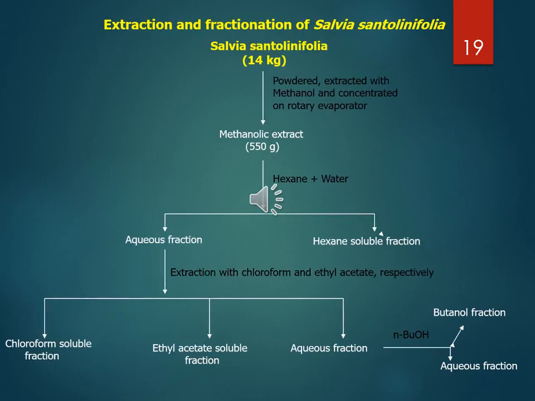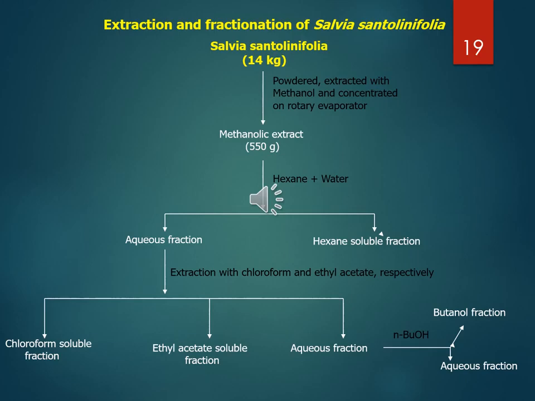Let's see how the extraction and fractionation of Salvia centralinifolia is carried out. The whole plant material, that is 14 kg, is ground, powdered, and extracted with methanol and concentrated on a rotary evaporator. So we obtain the methanolic extract, that is 550 grams.